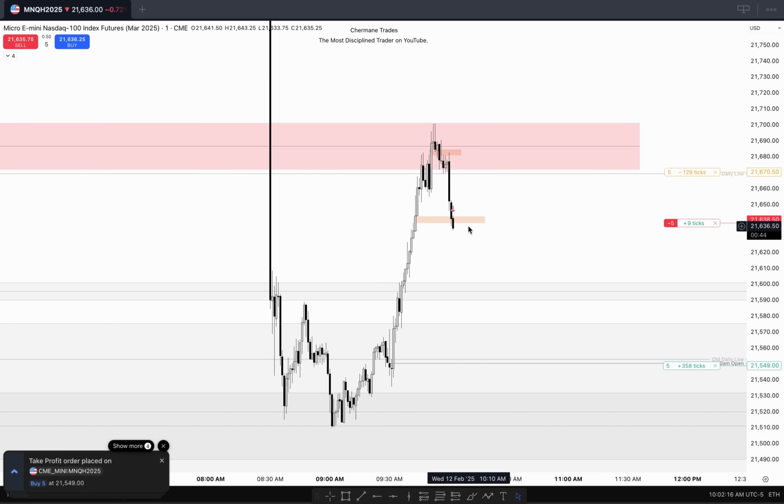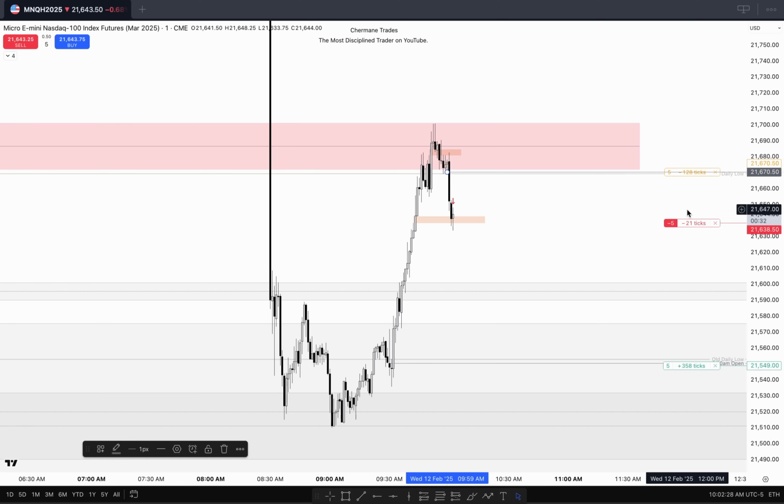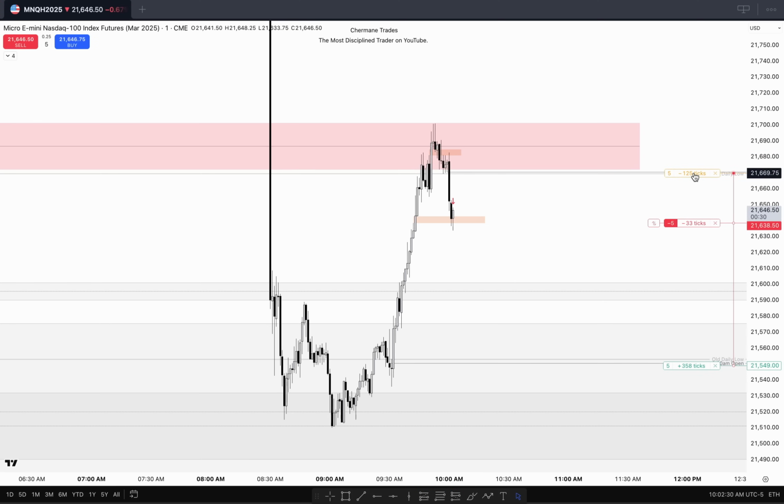All right, shorting at the low of the inversion fair value gap. I'm expecting the majority of this fair value gap to stay open, so my stop loss I want to be above the high of that, which comes in at 670.5.